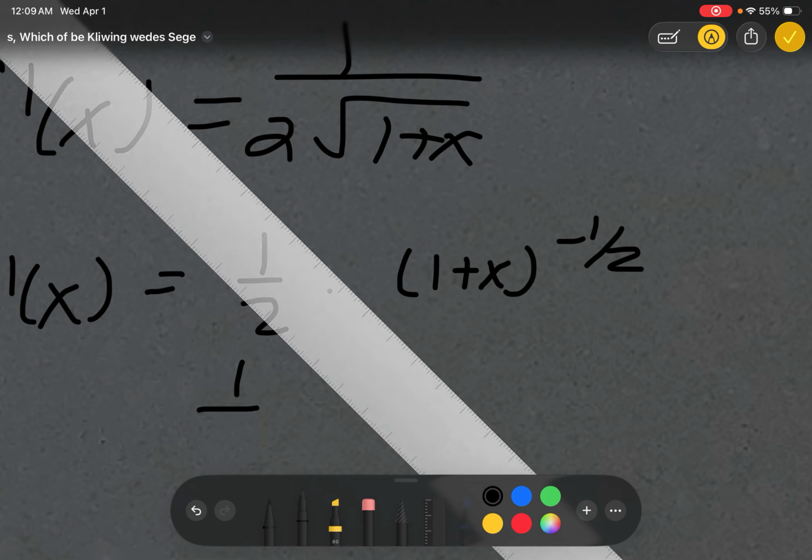I don't know why there's a ruler there. I don't want this ruler here. Okay.